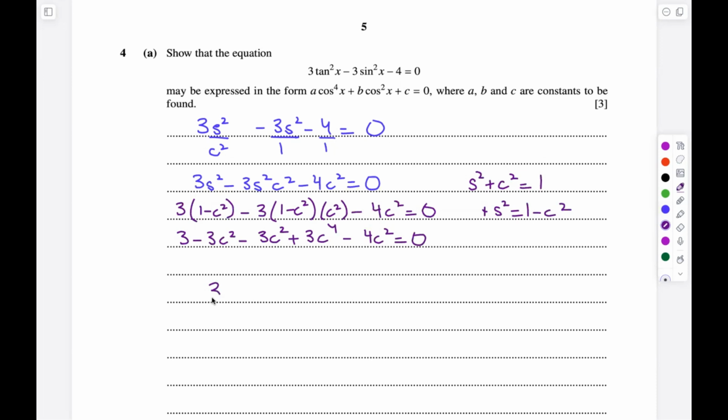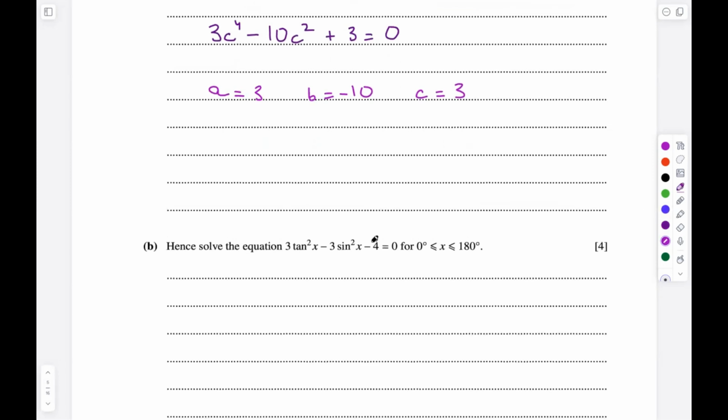Simplifying this, we'll get 3 cos to the power 4. So the squared terms are minus 3 and minus 4, so that will become minus 10 cos squared and plus 3 equals 0. So the values of a, b, and c will be: a equals 3, b equals minus 10, and c equals positive 3.